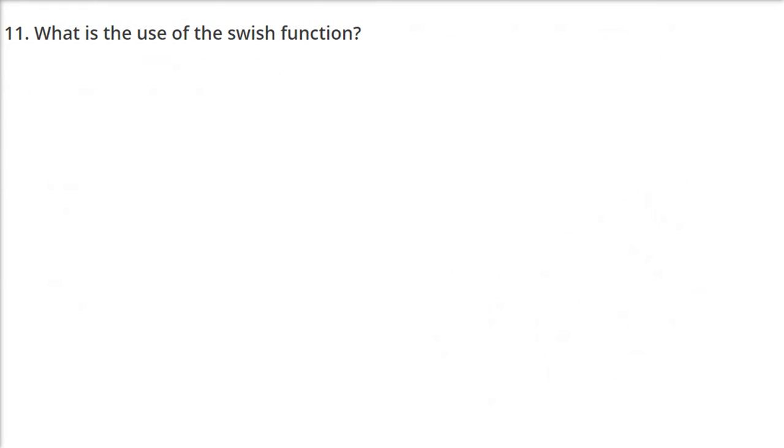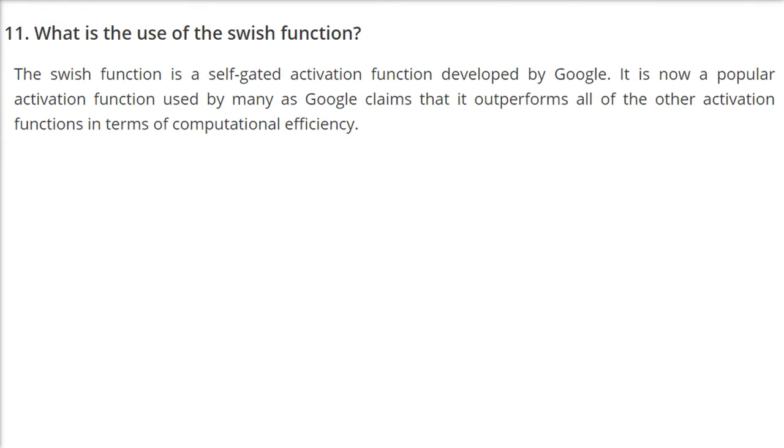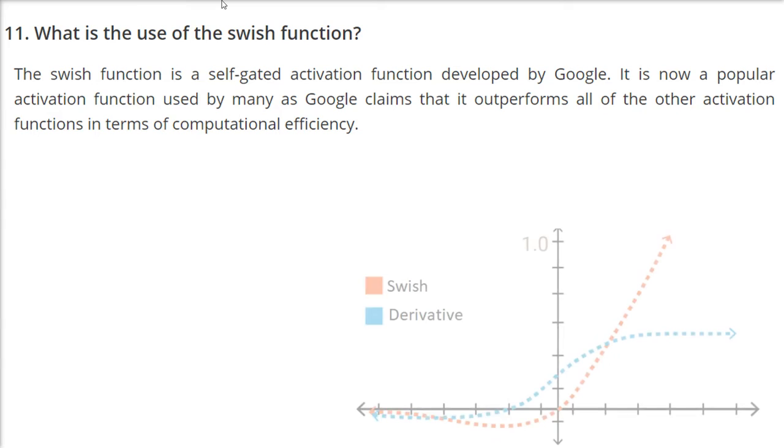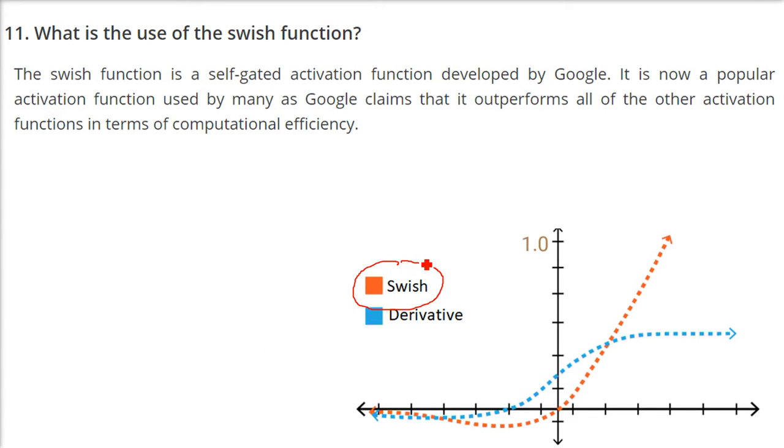What is the use of the Swish function? Why are we talking about the Swish function? Because it has come from Google, and we know whatever Google has done is always successful. You talk about Google Pay, you could talk about YouTube, anything Google has presented is always successful. Previously, people were using Sigmoid, then they started using ReLU. Then this orange line is actually depicting the Swish function.